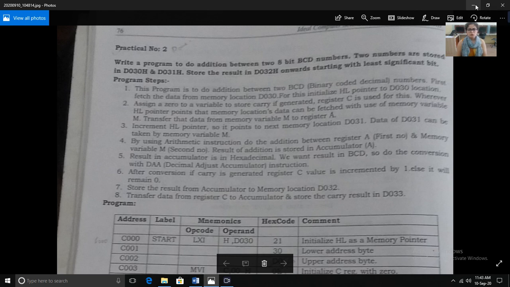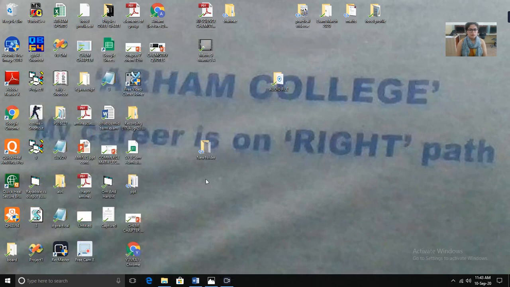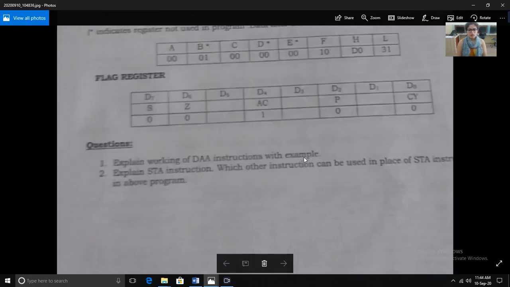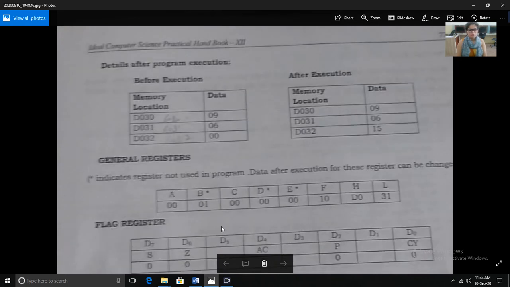First of all, I want to show you how we have to enter data to the memory locations, and I will also show you by practical. These are the memory locations where data is stored, and you have to fetch the data. For example, the data is at D030 and D031, and D032 is empty, it is 00. It means there is nothing at this location, and we have to store the result there. So this is before execution.